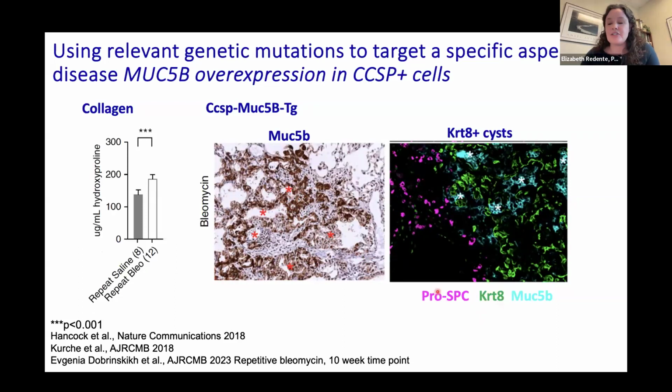So using a mutation that is found in patients, we can start to ask questions about the role of this gene in the development of the fibrotic process. There's many other genetic models that target mutations associated with fibrosis, for example, TERT mutations, telomerase mutations, mutations in SPC. Those can all be found in the literature.